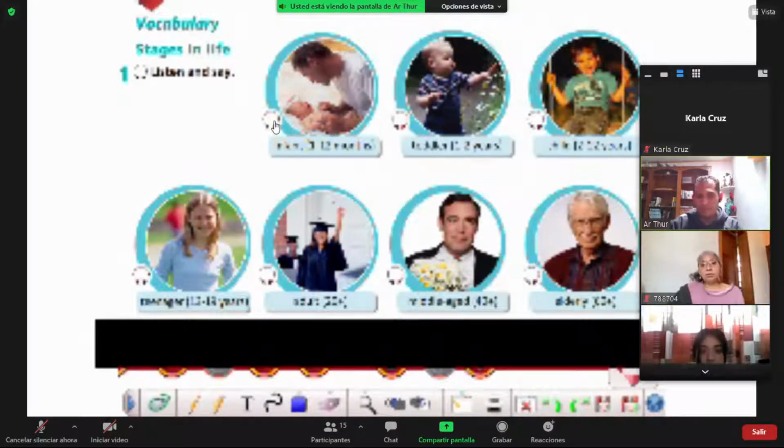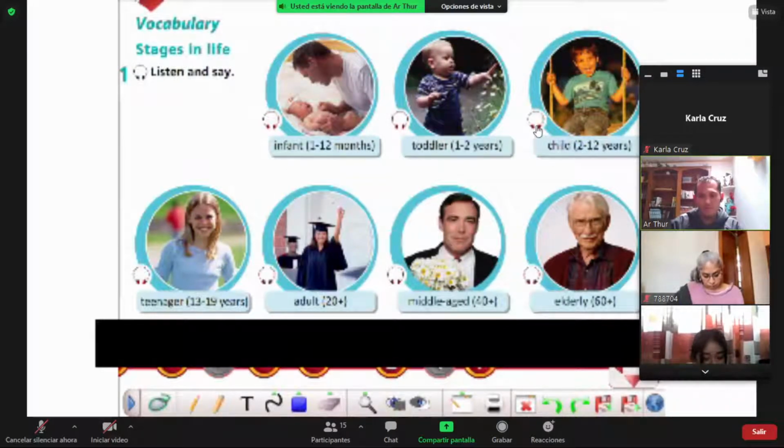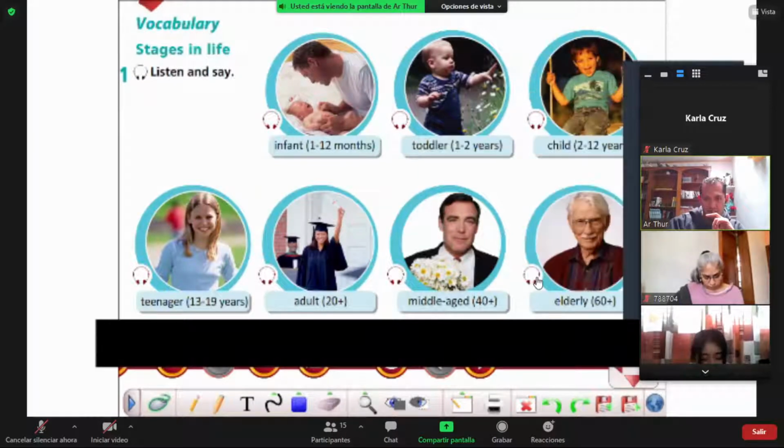One more time. Infant, 1 to 12 months. Toddler, 1 to 2 years. Child, 2 to 12 years. Teenager, 13 to 19 years. Adult, 20 plus. Middle-aged, 40 plus. Elderly, 60 plus.